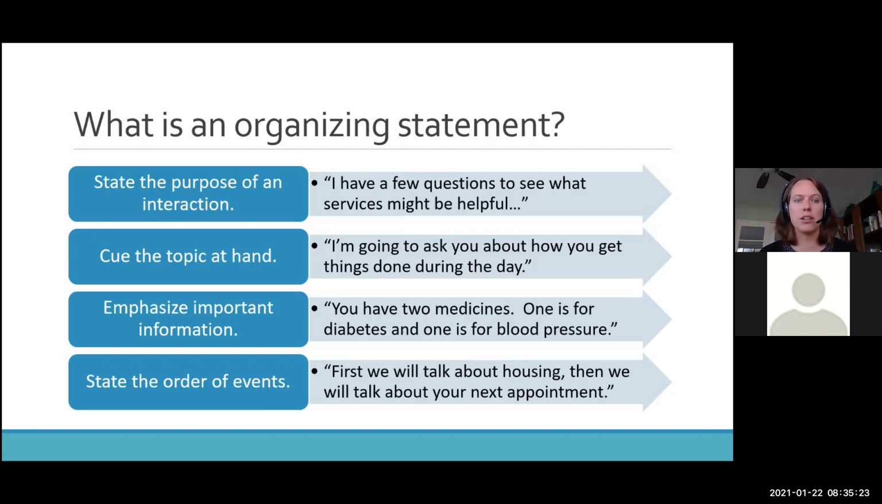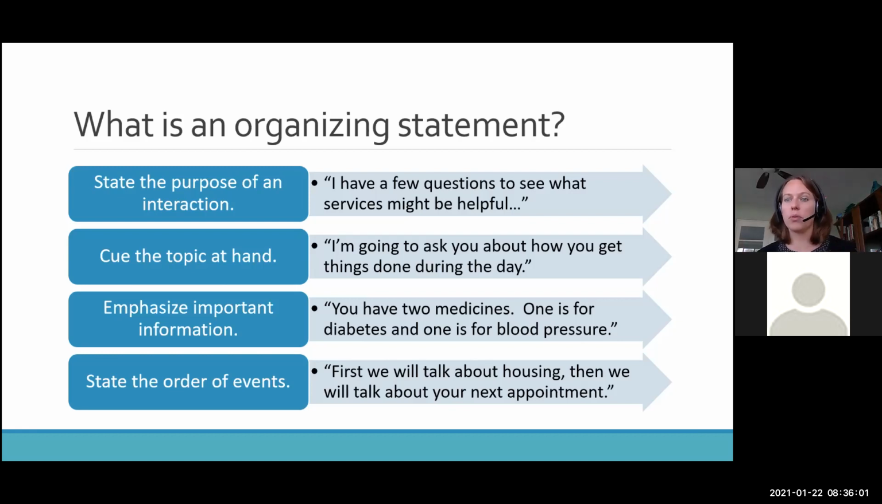So a few more details on an organizing statement. You want to state the purpose of an interaction. I'm going to ask you a few questions today to figure out what services might be helpful. I'm going to go through and we're going to review your medical chart to see what your most prevalent medical concerns are. So you're helping the person orient and know what it is that you're going to be talking about with them. You can also cue the topic. I would like to see how you get things done during the day. What does your typical routine look like? Again, they have this idea of where the conversation is going, and the topic that they should be focusing on.